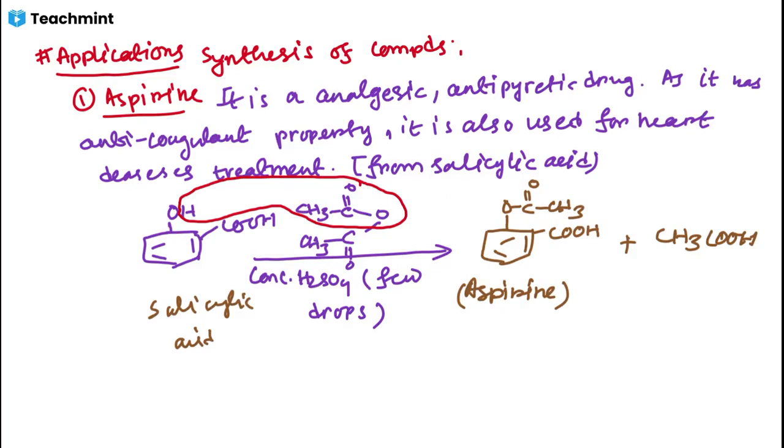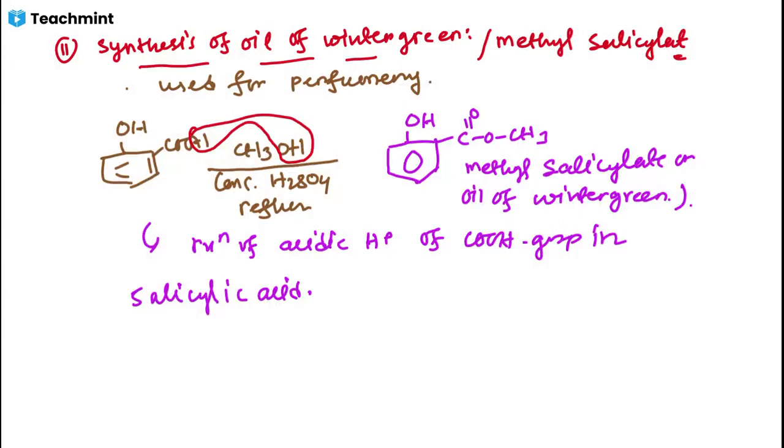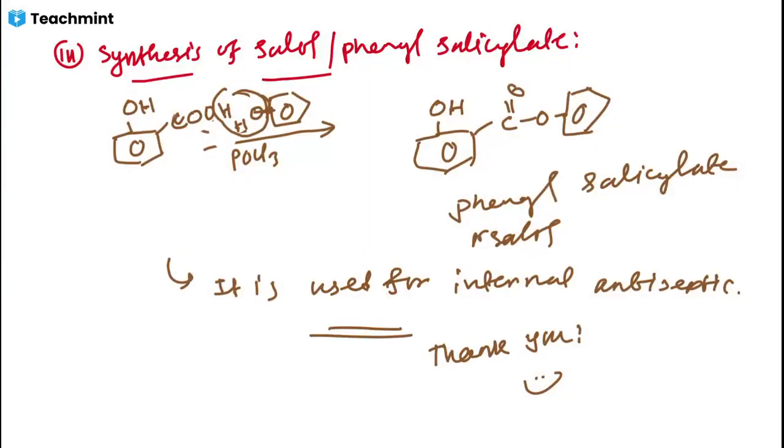Application number two is the synthesis of oil of wintergreen, methyl salicylate, used for perfumery. When salicylic acid is treated with methanol in presence of concentrated H2SO4, we get methyl salicylate, or oil of wintergreen. Application three is the synthesis of Salol, or phenyl salicylate. When salicylic acid is treated with phenol, we get phenyl salicylate, or Salol, which is used as an internal antiseptic. Thank you. Today's topic is over.